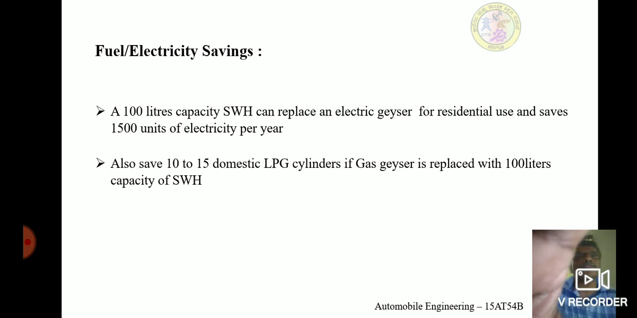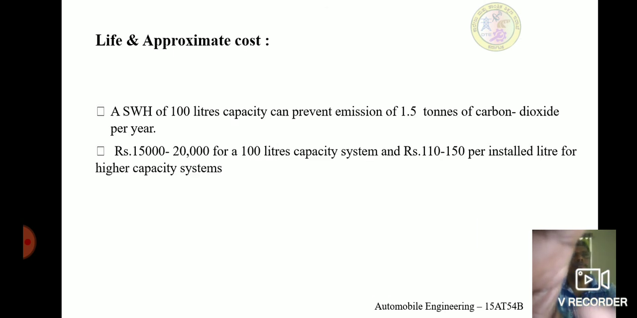Also, if you make use of LPG cylinders, you can save around 10 to 15 LPG cylinders if you have this solar water heater. Its life is definitely more, and if you use any other fuels, it will emit around 1.5 tons of carbon dioxide per year. If you use a solar heater, you can avoid such emission, and its investment is also very low, around 15,000 to 20,000. If you invest, there is no maintenance and other things, and you can make use of this.